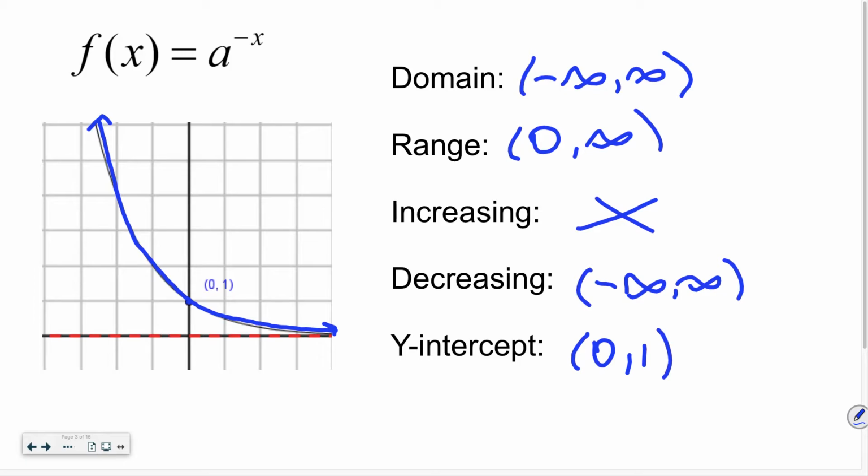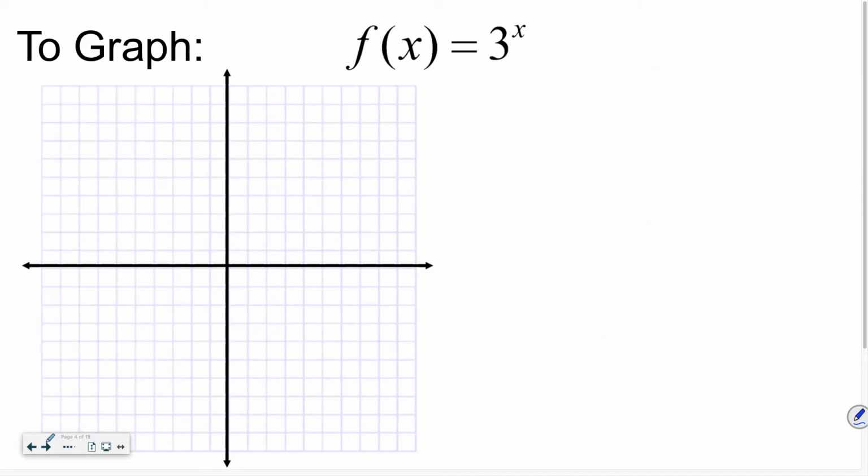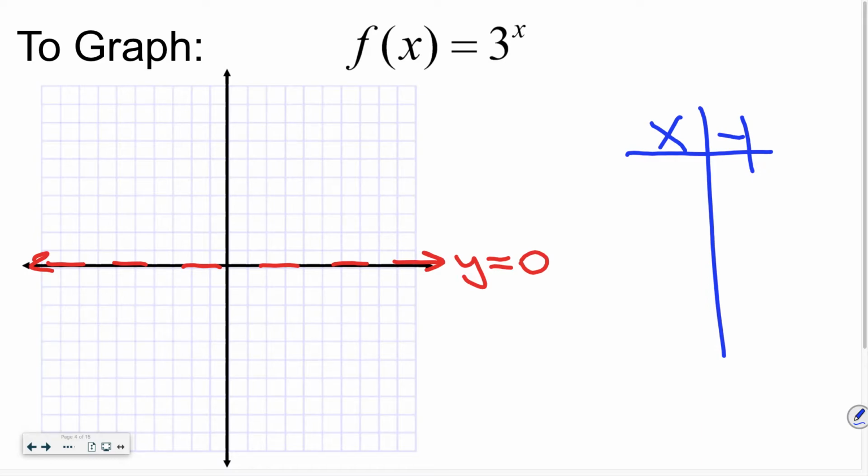So if we have a function, 3 to the x, okay? This is what we call a parent function because we haven't added anything to it, subtracted anything, or multiplied anything to it. What I'd like to see is that you draw and label your asymptote, and that you think about these 3 coordinates, when x is 0, -1, and 1.